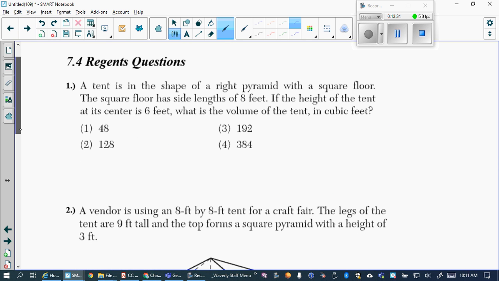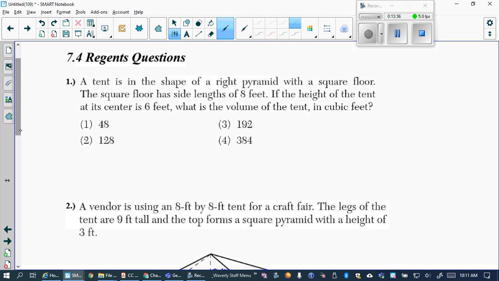Here we go. Number 1, we got a tent, right pyramid. And by the way, we didn't talk about it. You could have a right pyramid, or you could have a pyramid that's kind of skewed to one side, and then also be oblique, right? And what's the shape of the base of the pyramid? Yeah, there you go. Choice 2, or 128 cubic feet, right?